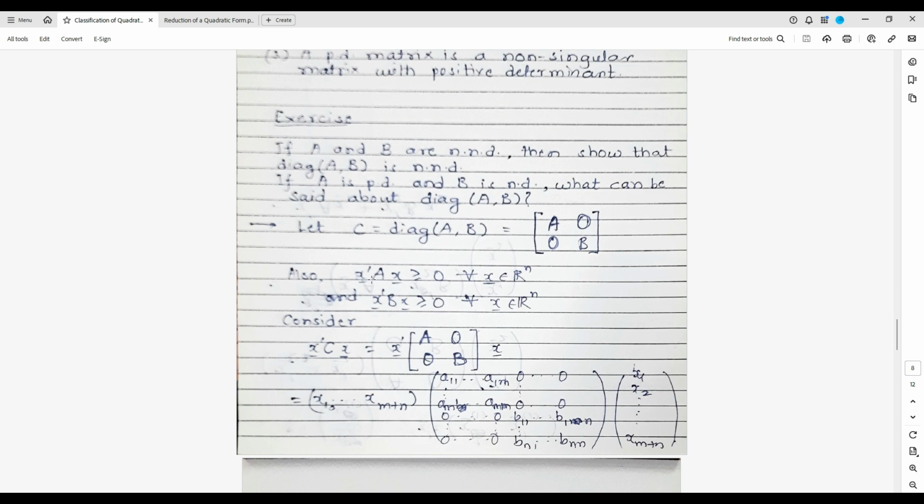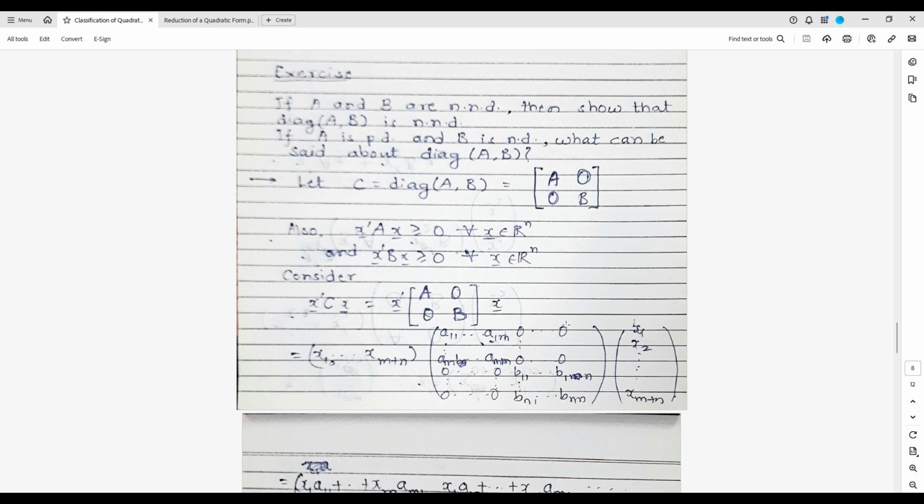So this we get by following the definition of non-negative definite matrices. Similarly, for matrix B, x prime Bx will be greater than or equal to 0 for every x in Rn. So let us now consider x prime Cx. What we want to show is that this matrix C is again a non-negative definite matrix.